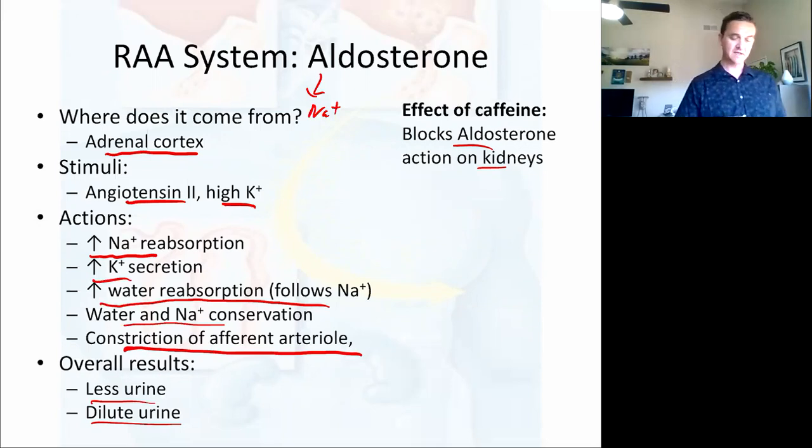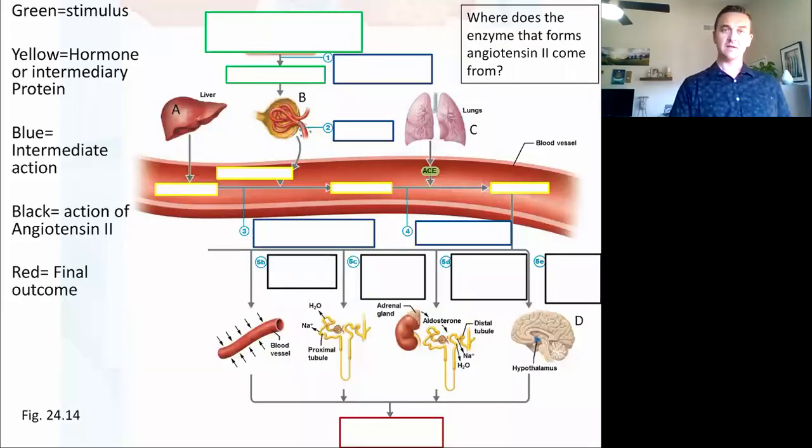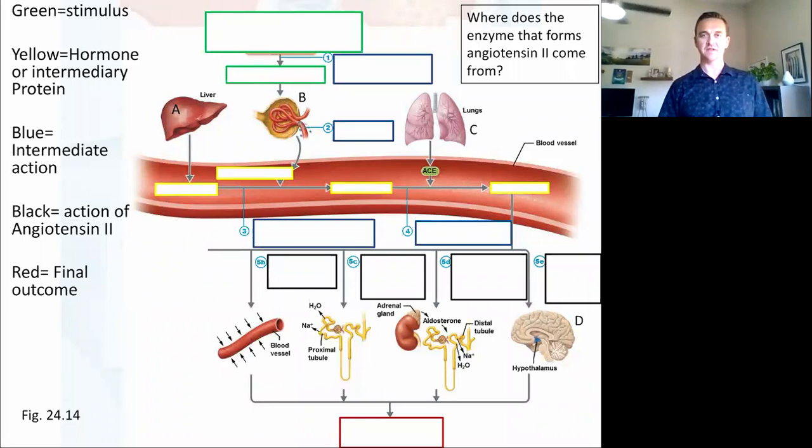Okay, so this is a nice image for you to take a look at. This flow chart walks us through this whole system very clearly, and this is one you definitely need to know all the details of. And this, again, is that renin, angiotensin, aldosterone system. The green ones are the stimuli, yellow are the hormones or an intermediary protein. Blue is an action, an intermediate action. Black would be the actions of angiotensin II, and then red is our final outcome.